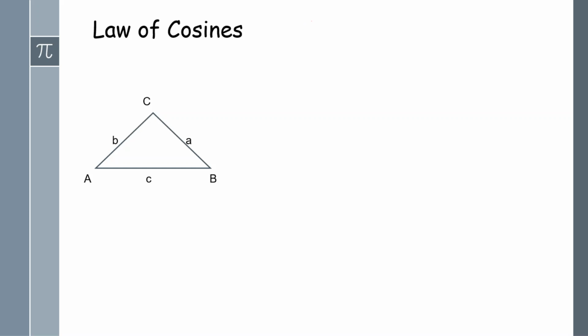So if we had side, side, side, or we had side, angle, side, we could not use law of sines. And so in both of these cases, we're going to use law of cosines. And what it tells us is that this formula will hold true to relate the three sides and one of the angles.